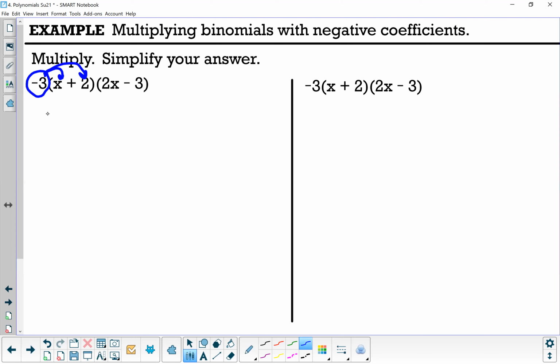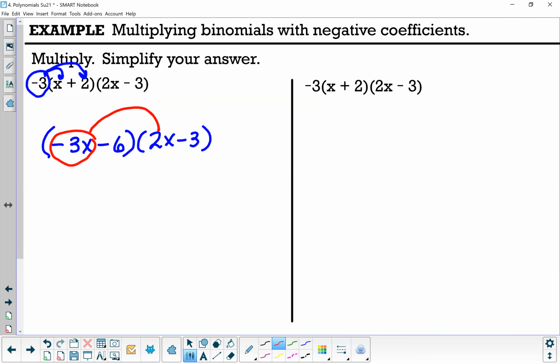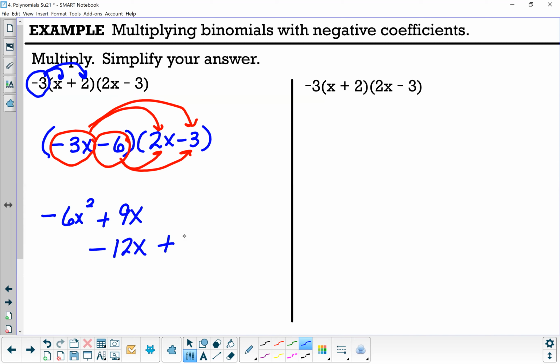So I'm starting with the negative 3 to the x, which gives me negative 3x. And then the negative 3 to the positive 2, which gives me minus 6. Now I'm going to take that result and multiply it to the 2x minus 3. Right, so this just gets brought down. All right, so now I can distribute the negative 3x to the 2x and to the minus 3. So that gives me negative 6x squared plus 9x. All right, distribute the minus 6 to the 2x minus 3. So that gives me minus 12x plus 18.